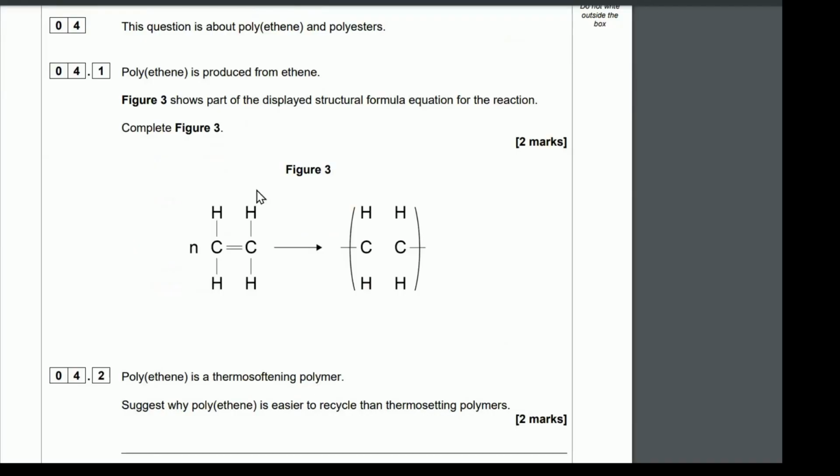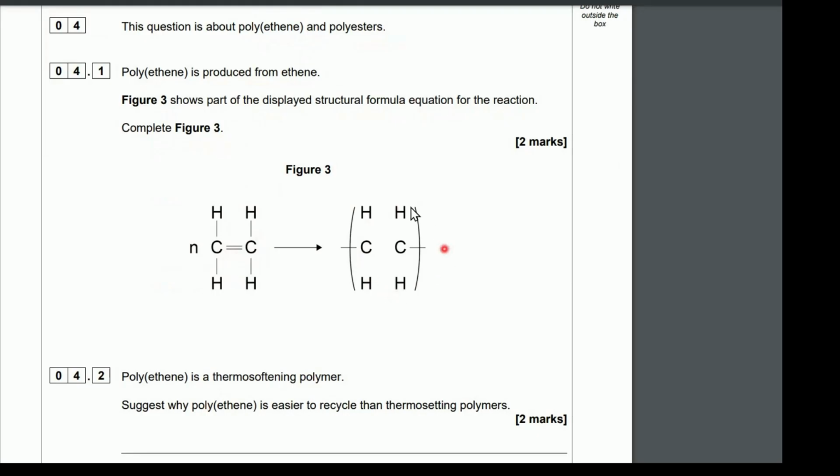Question 4. This question is about polyethylene and polyesters. Polyethylene is produced from ethene. Figure 3 shows part of the displayed structural formula equation for this reaction. Complete figure 3. So you can see here we have the monomer. This is called ethene. It has a double bond. It's an alkene. It's unsaturated. And they make great monomers for making plastics and polymers.